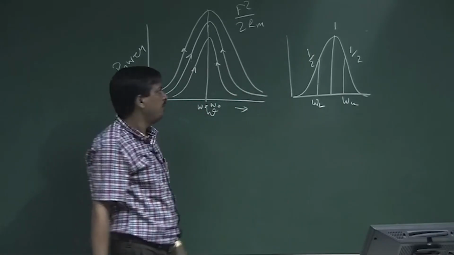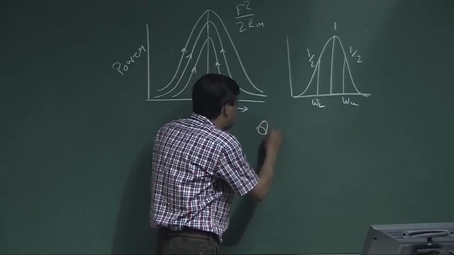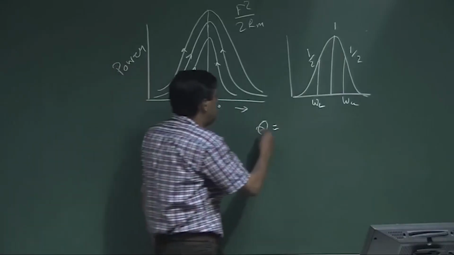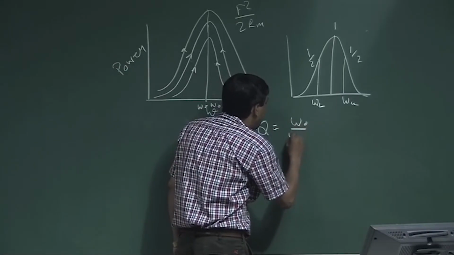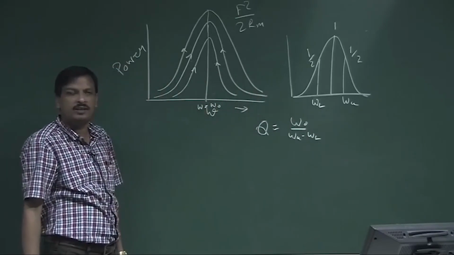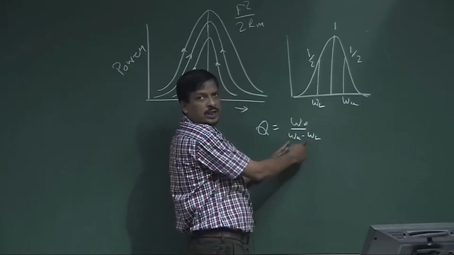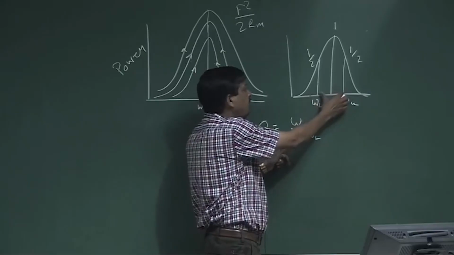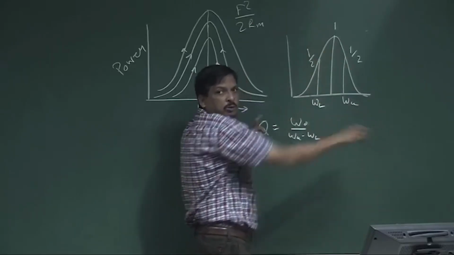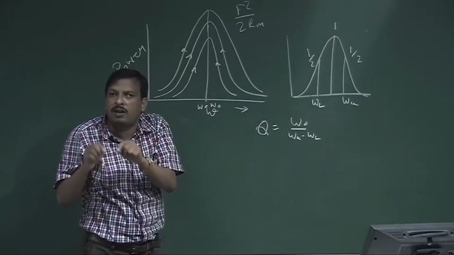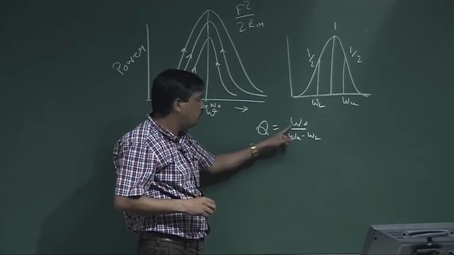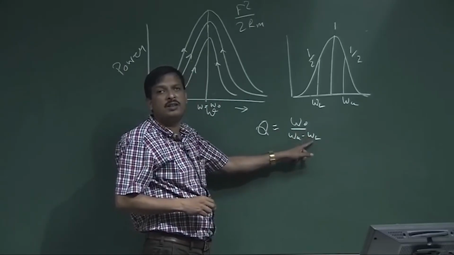Then we know the quality factor of this resonance curve, which tells how steep the resonance curve is. It is defined as omega 0 divided by omega U minus omega L. That is called the quality factor. Omega U minus omega L is the bandwidth. If the bandwidth is very small, the curve will be steeper. If the bandwidth is very large, the curve will be broader. So that is the power transfer curve of the mechanical oscillator, and the quality factor is defined as omega 0 divided by omega U minus omega L.